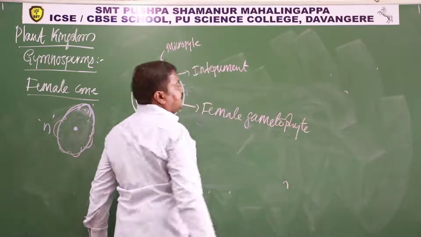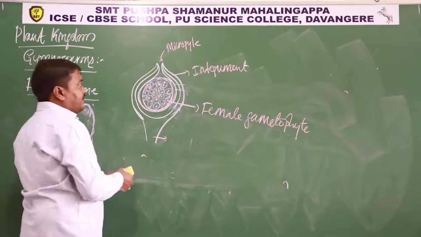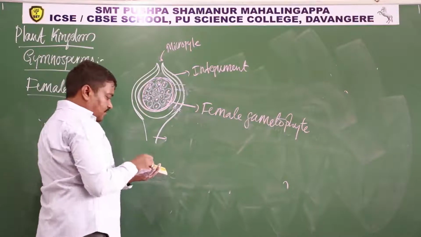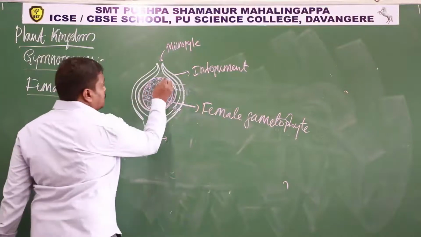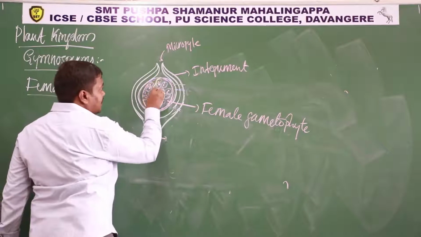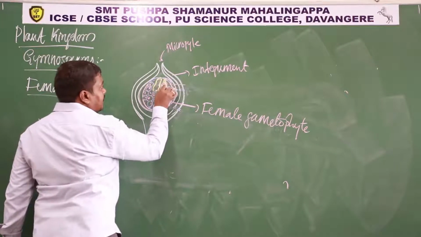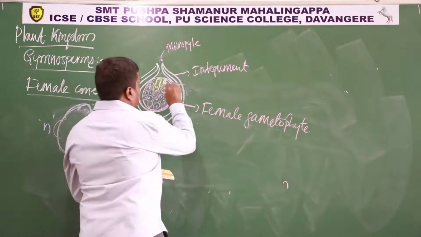So this is female gametophyte. Okay, so within the female gametophyte, 2 cells which are present towards this micropyle, they are developed into, let's say these 2 cells developed into archegonia.